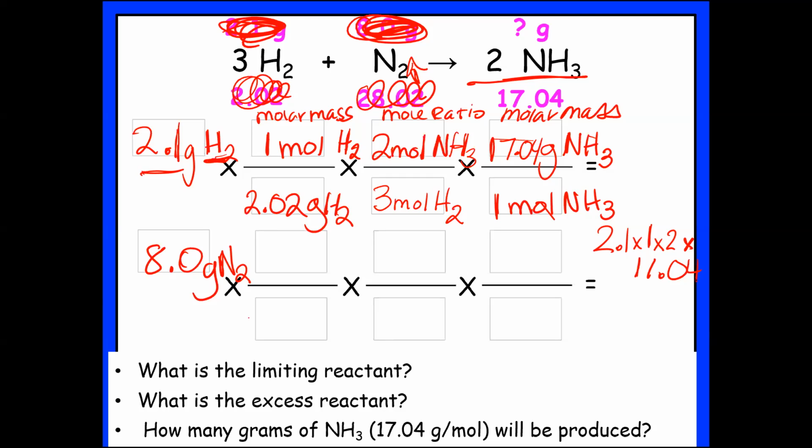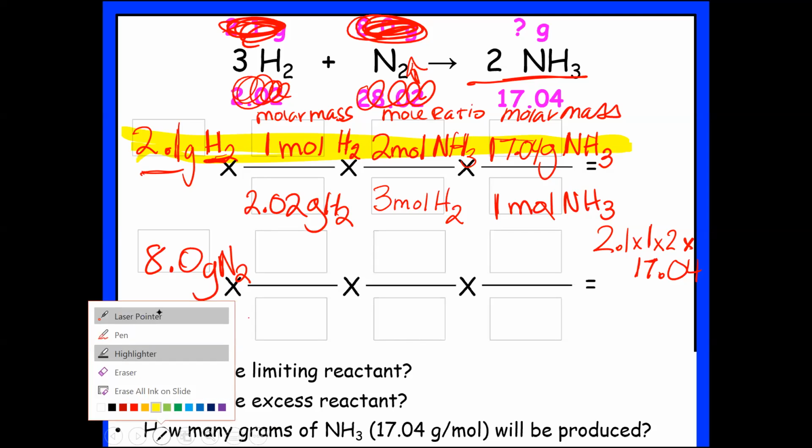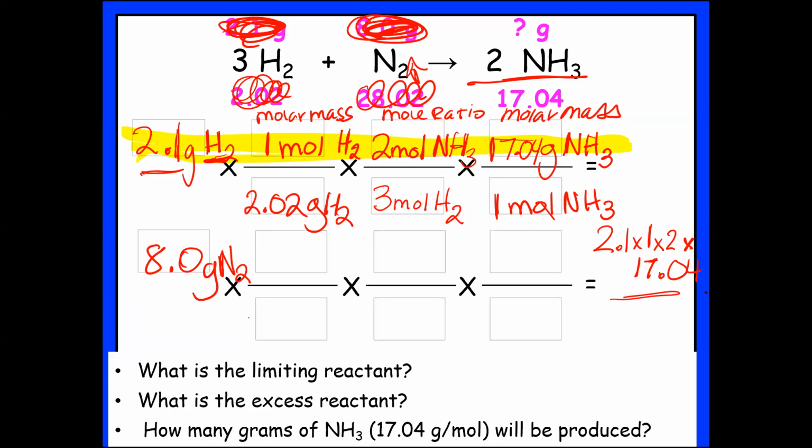Okay, now what's the bottom? Wait, let me check if Jocelyn understands. So we're multiplying all of these numbers. Oh, I forgot to do the 2. My bad. And divide by the numbers in the bottom. So you divide by 2.02 and then whatever you get, you divide it by 3, and then whatever you get, you divide it by 1. The answer is 11.8.